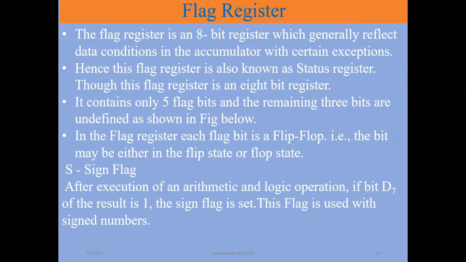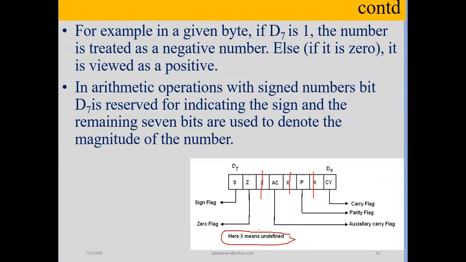Whenever you come across a negative number, or whenever D7 is 1 after performing an arithmetic or logical operation, this bit will be set. That means this bit will be made 1. That is, this flag will be set. For example, in a given byte, if D7 is 1, that is the meaning. D7 means the MSB, this bit.